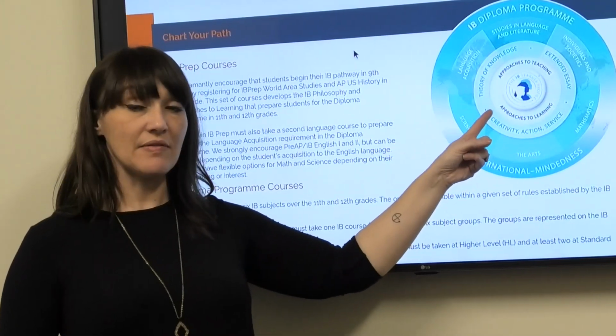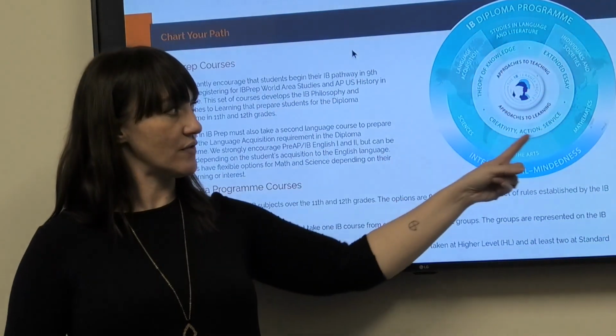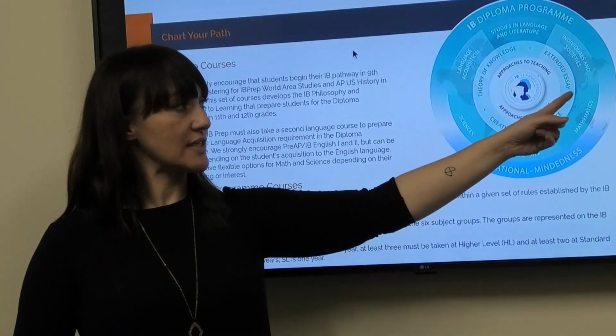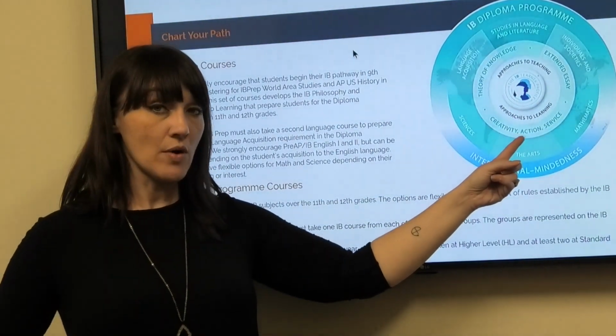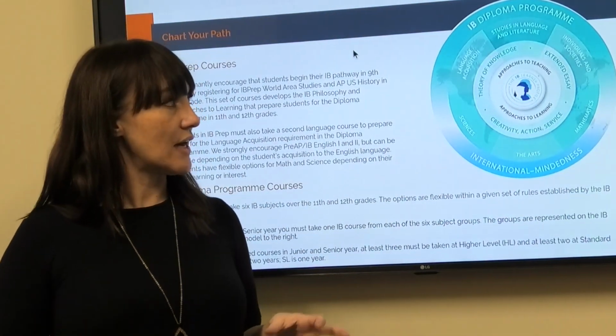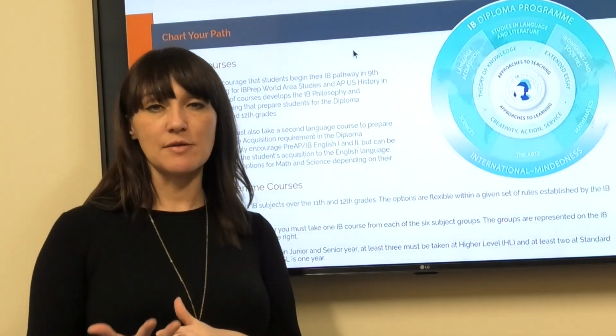as well as the core, at the center of the circle, which students in the diploma program take in 11th and 12th grade: theory of knowledge, extended essay, and creativity, activity, and service. Now, those are requirements that a student must complete in order to get an IB diploma.